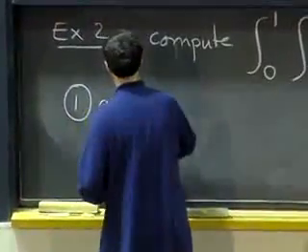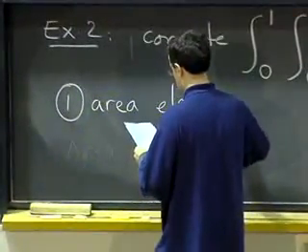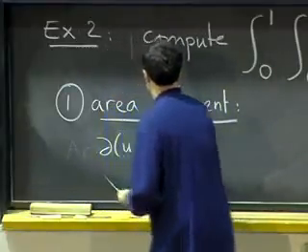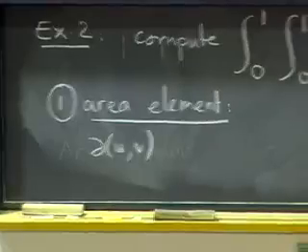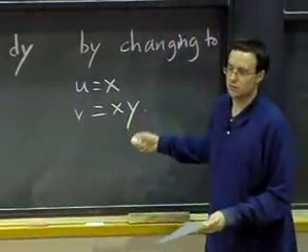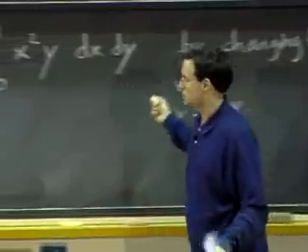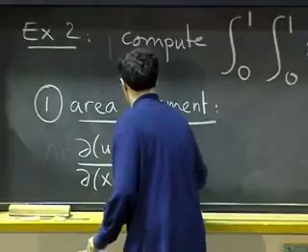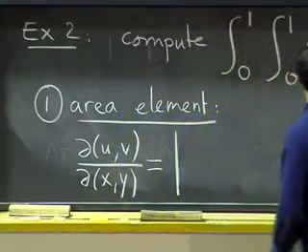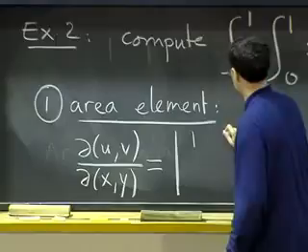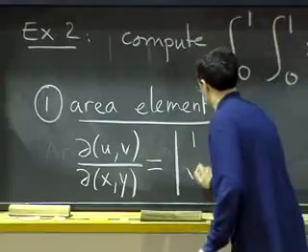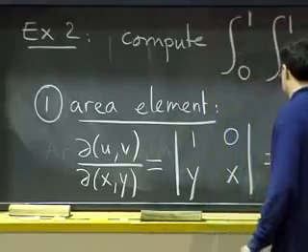So the first thing to do is find the area element. And for that, we use the Jacobian. Well, let's see. The one that we can do easily is partials of u and v with respect to x and y. I mean, the other one is not very hard, because here you can solve easily, but the one that's given to you is partial of u and v with respect to x and y. So partial u, partial x is 1. Partial u, partial y is 0. Partial v, partial x is y. And partial v, partial y is x. So it's just x.